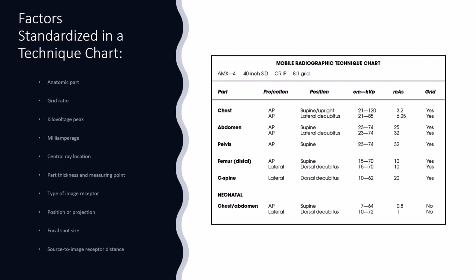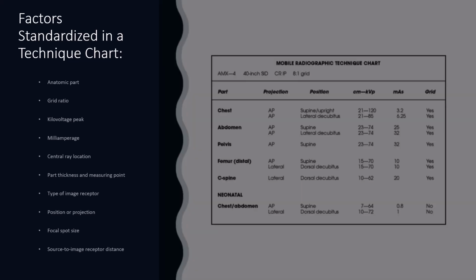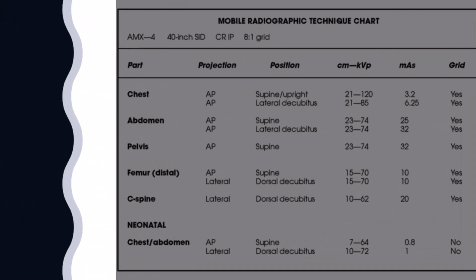Understanding the factors that are required in creating a technique chart is important, and the ability to create a technique chart, especially for your mobile radiography. The technique chart should be based upon the anatomic part to be visualized, the grid ratio being used, the kilovoltage peak, the mA, central ray location, part thickness and measuring points, and the type of image receptor being used. Also, the position or projection, focal spot size, and the SID, or source to image distance.